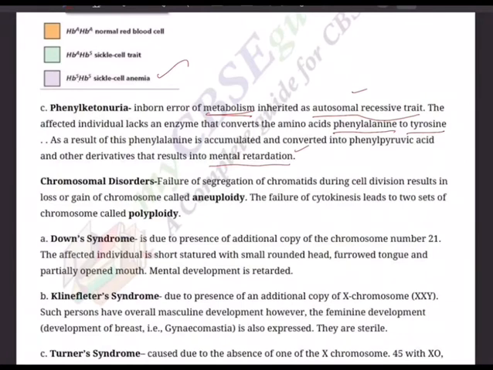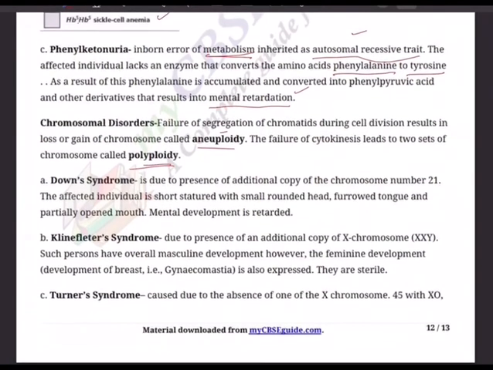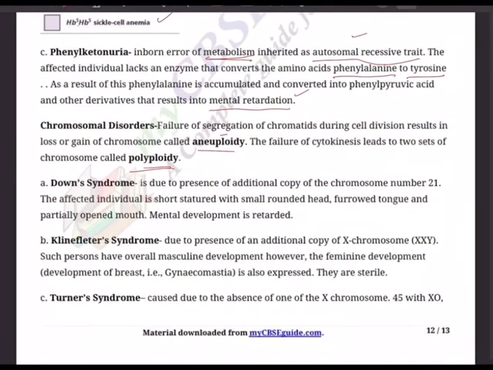Failure of segregation of chromatids during cell division results in loss or gain of chromosomes, and we call this aneuploidy. And the failure of cytokinesis leads to two sets of chromosomes, called polyploidy. Aneuploidy, polyploidy. In this, the first one is Down's syndrome. How to remember Down's syndrome? You must remember this as trisomy of 21.